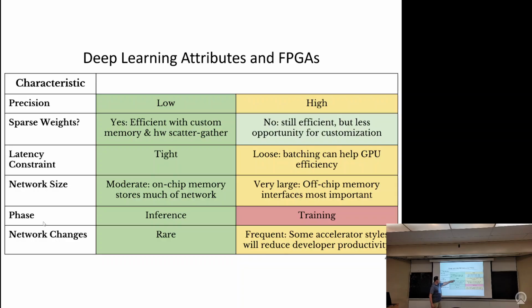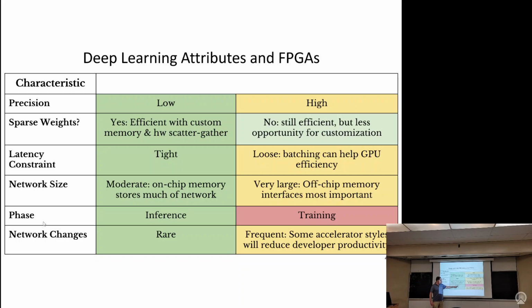If the latency is a tight constraint, that helps an FPGA. If it's loose, then you can batch a lot, and that's going to help a GPU. If the network size is not too big, then you can actually fit it on chip, and now you can use the custom memory systems you can build in an FPGA. If it's really big, then off-chip memory becomes more important, and a lot of it's going to come down to how much memory bandwidth did you build, and that partially comes down to how much money you're willing to spend on this, right? Like everybody's using the same technology.